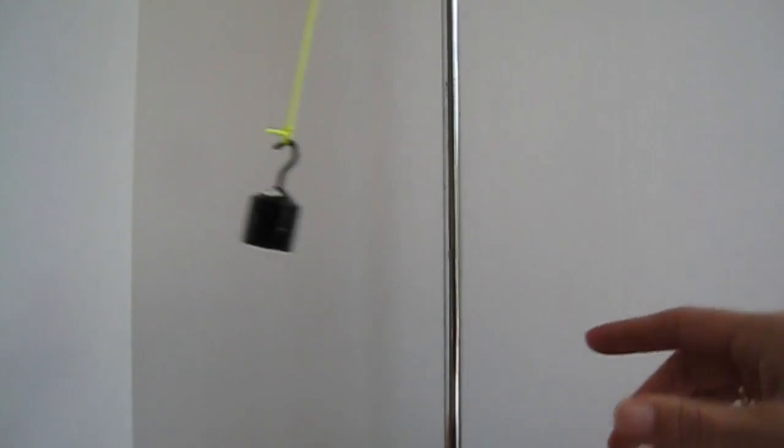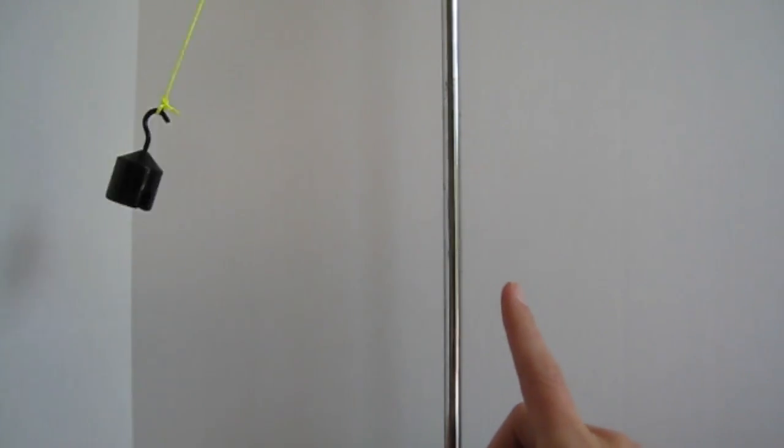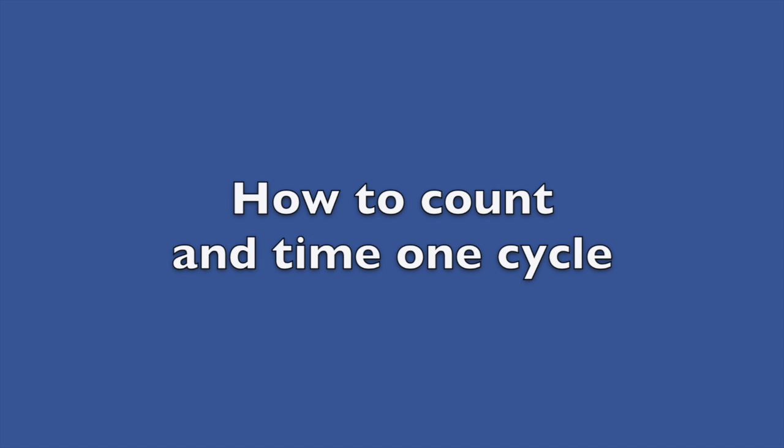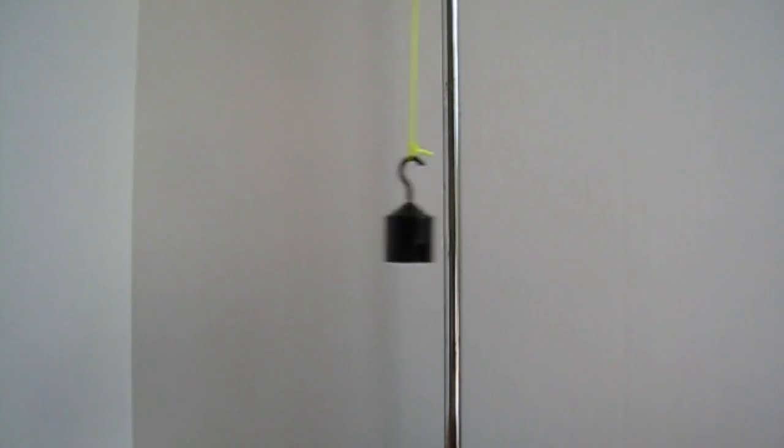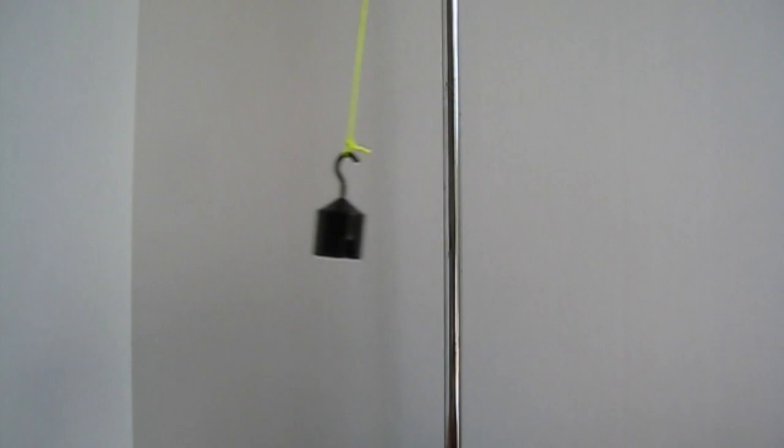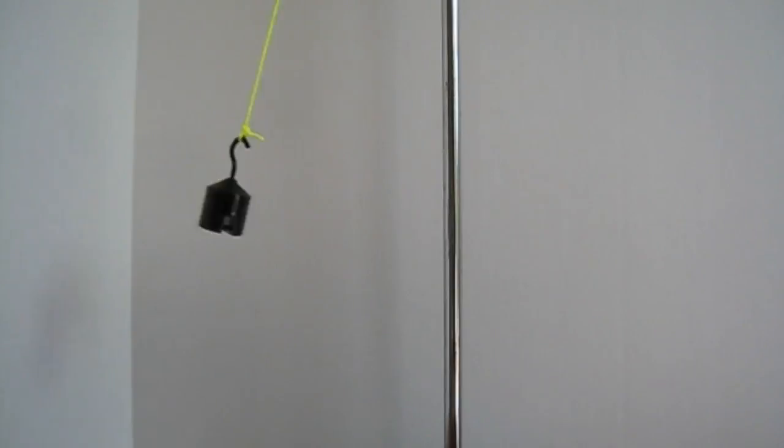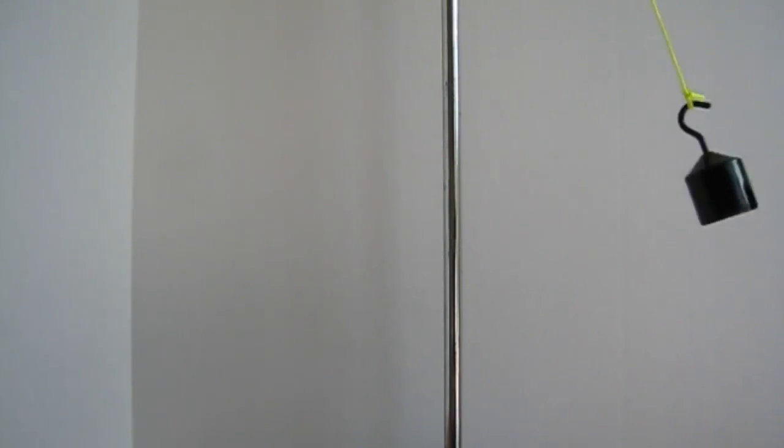Or we could start the timing when it passes the bottom, moving right, so now, and then stop it when it's moving to the right again. So that would be from now till now. When timing a cycle, you want to count zero at the beginning of the timing, and you want to count one at the end of one cycle. And those are the times when you want to start and stop the timer.